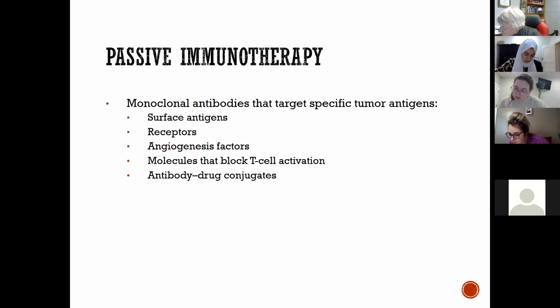They consist of a mouse-derived immunoglobulin variable region combined with a human-derived constant region.